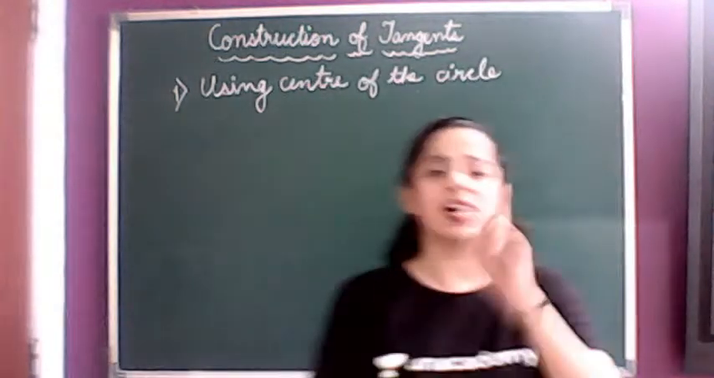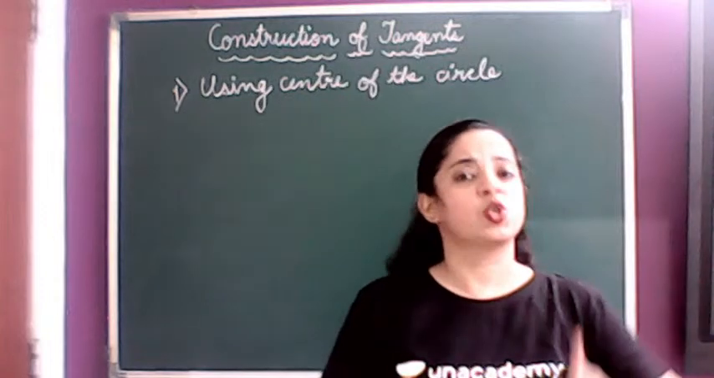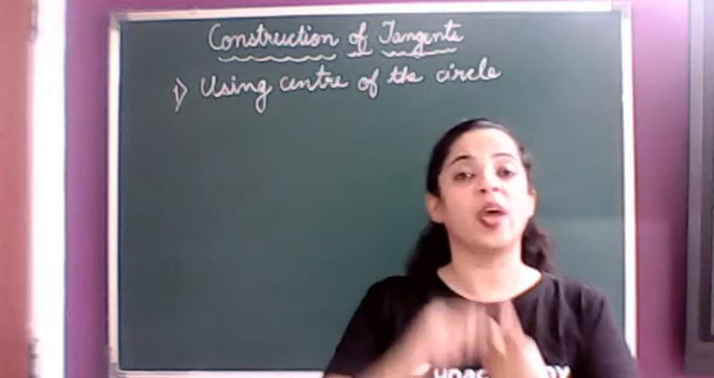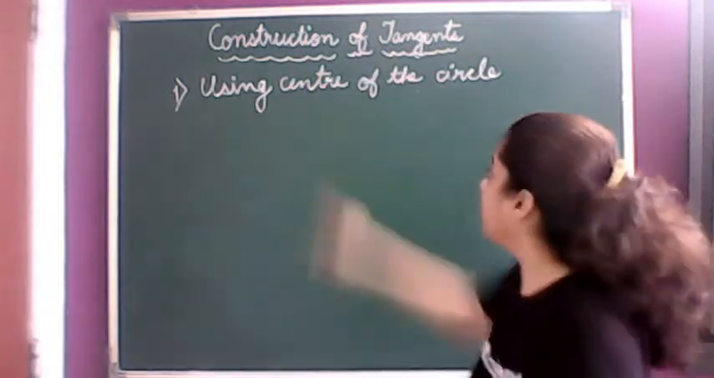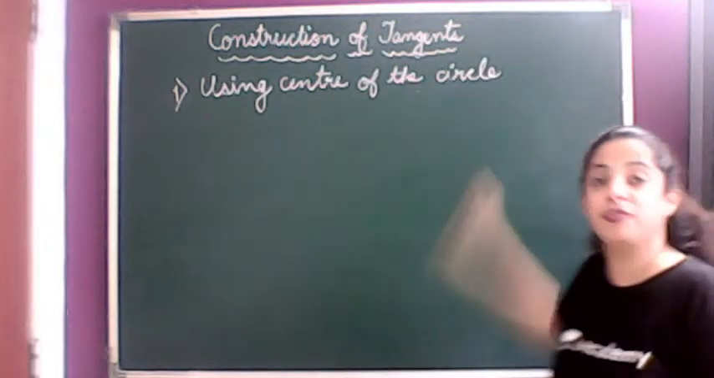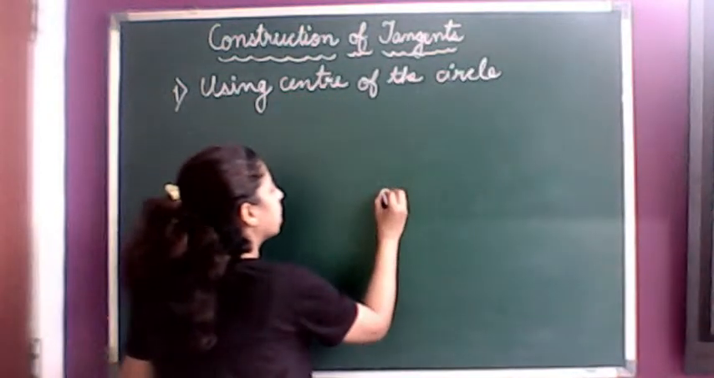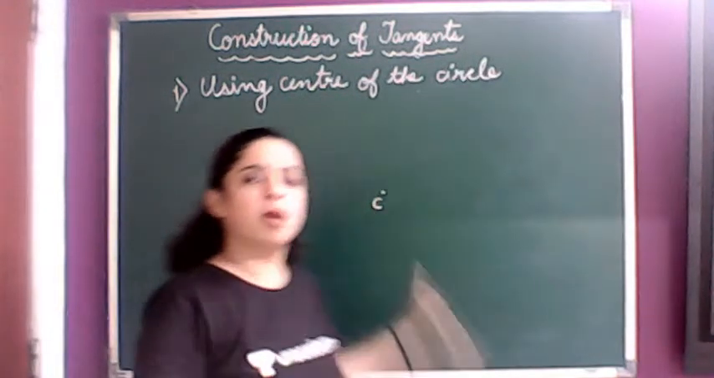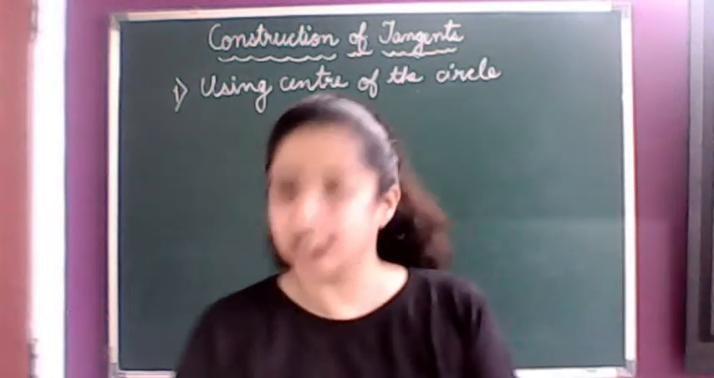This is the first construction of tangents. In our question, there are 3 types. First is drawing a tangent to a circle by using the center of the circle. We have to use the center of the circle. So we have been given a circle with center C, maybe 5 cm, 10 cm. They'll tell you in the question.